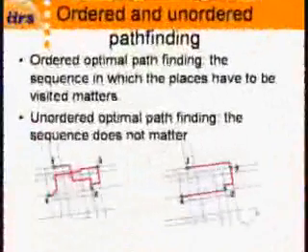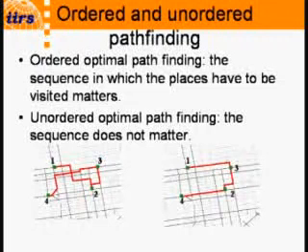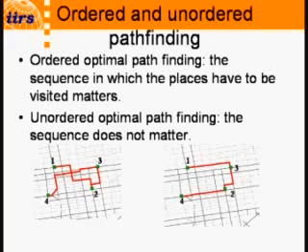Similarly, you can have ordered and unordered pathfinding. Ordered optimal pathfinding is where the sequence in which places have to be visited matters. Unordered optimal pathfinding is where the sequence does not matter.